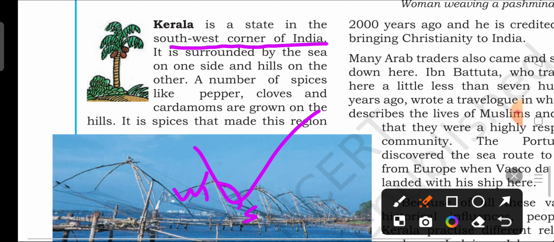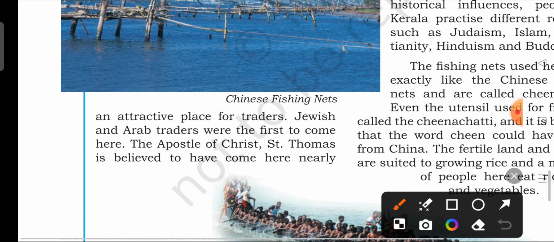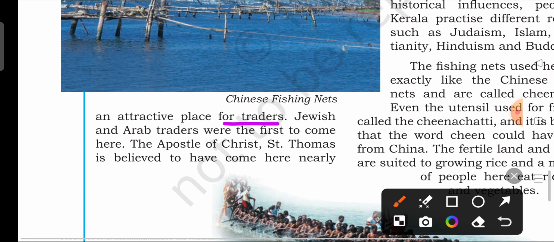It is spices that made this region an attractive place for traders. This is the reason why traders were attracted here. So in Ladakh, what was the reason they were attracted? The wools, isn't it? The pashmina wools, that was the reason, and the raw silk and all. So here these spices are the reason.